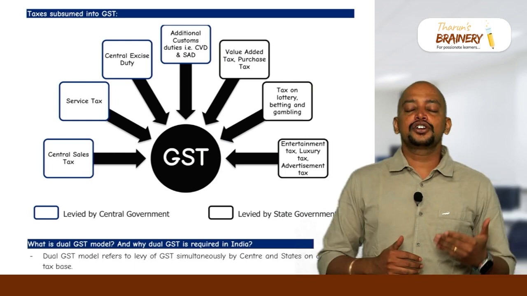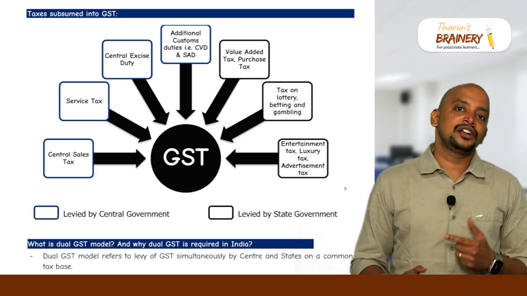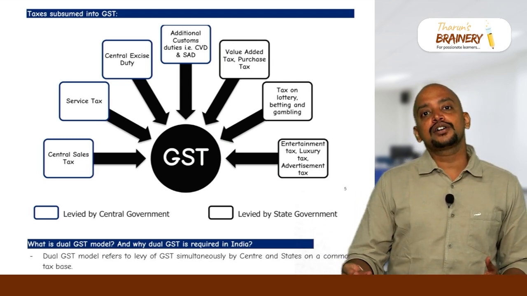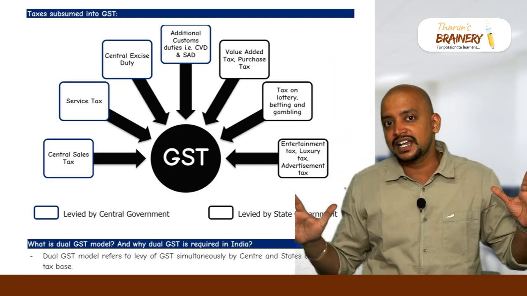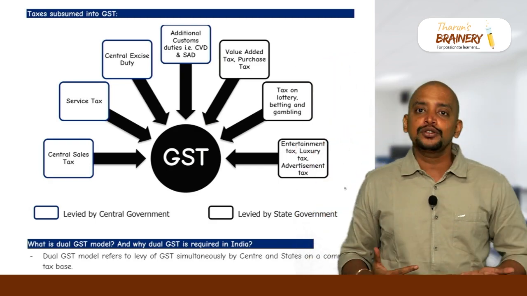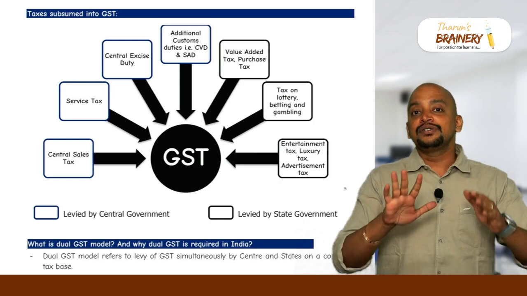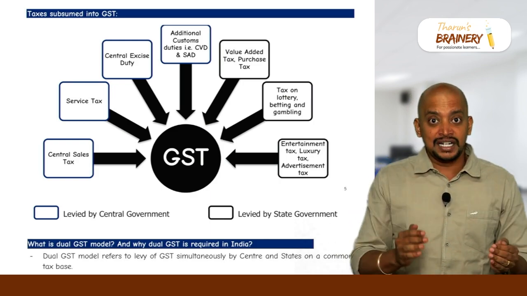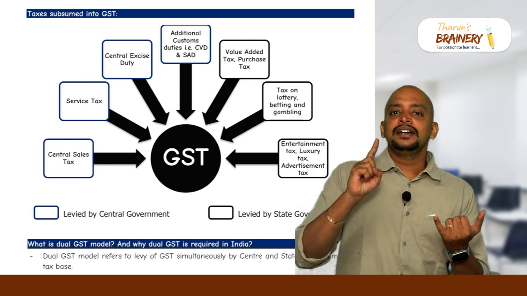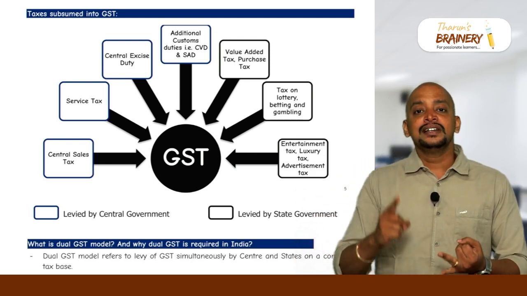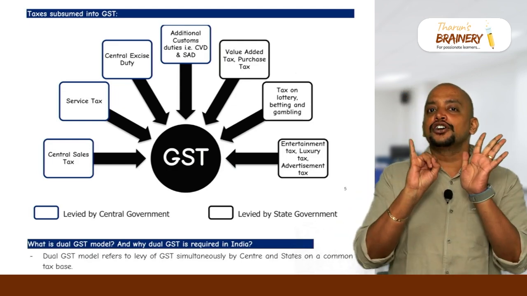Then luxury tax. Luxury tax was levied by state government on hotels. So on 3-star, 4-star, 5-star hotels and all, they used to levy luxury tax. That luxury tax also got subsumed into GST. Then advertisement tax. There will be some big hoardings we keep on the roadside. For placing those hoardings, some advertisement tax was levied by the state government. That also got subsumed into GST. So these are the 6 indirect tax levies of state government that got subsumed into GST. So what is the list you need to remember? Value added tax, purchase tax, tax on lottery, betting, gambling, advertisement tax, entertainment tax, and luxury tax.